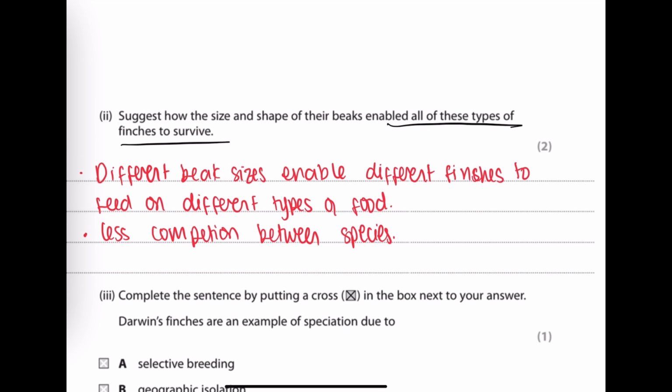So 2I, suggest how the size and shape of beak enabled all these types of finches to survive. So how they do is that different beak sizes enable them to feed on different types of food.